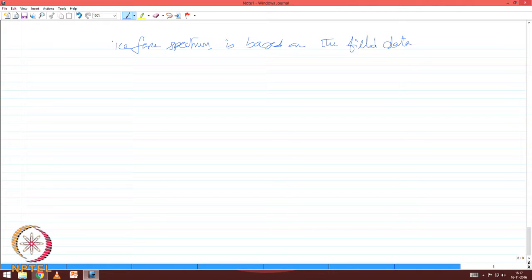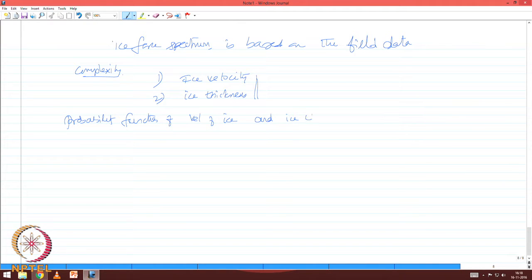Now, if you include more parameters in estimating this ice force spectrum, it causes confusion. Let us say, what is the complexity in the ice force spectrum? One, if you include the ice velocity and ice thickness, this will include both these parameters to make it highly complex. So, the probability density functions of velocity of ice and ice thickness are usually taken as Rayleigh and normally distributed respectively.